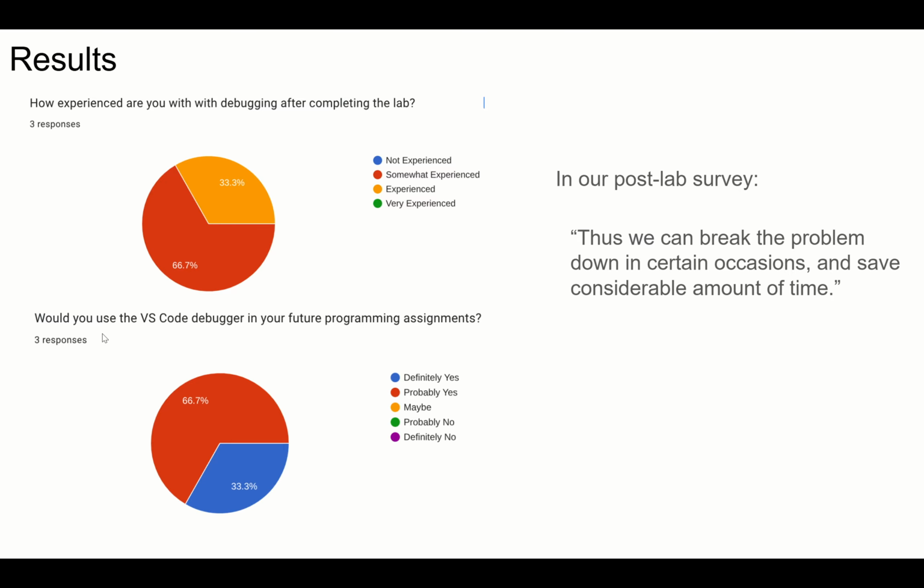We measured our impact through a post-lab survey, and the results were encouraging. Students felt more experienced with debugging. When asked if they would use the VS Code debugger in future assignments, the response showed a high willingness to use it. Qualitatively, students reported that the lab helped them understand how to break down problems. One student noted that instead of getting overwhelmed by the whole file, the debugger allowed them to break the problem down in certain occasions, and save a considerable amount of time.